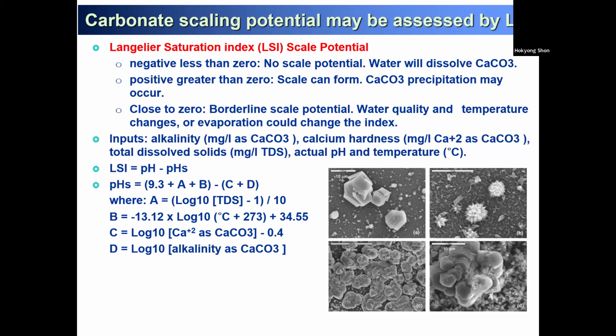So to reduce your fouling potential, decrease the pH more, or you can control your TDS, your temperature, and your calcium concentration. This will give you a better design against membrane fouling. So that's how we calculate the RSI value.